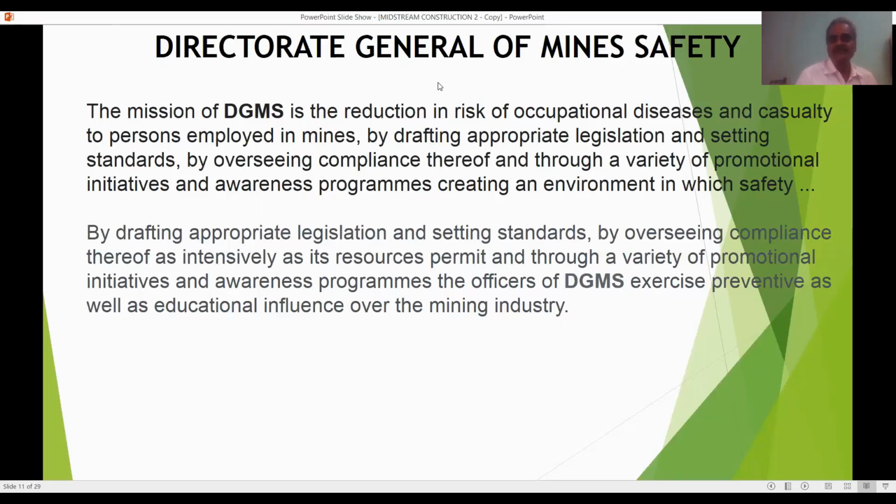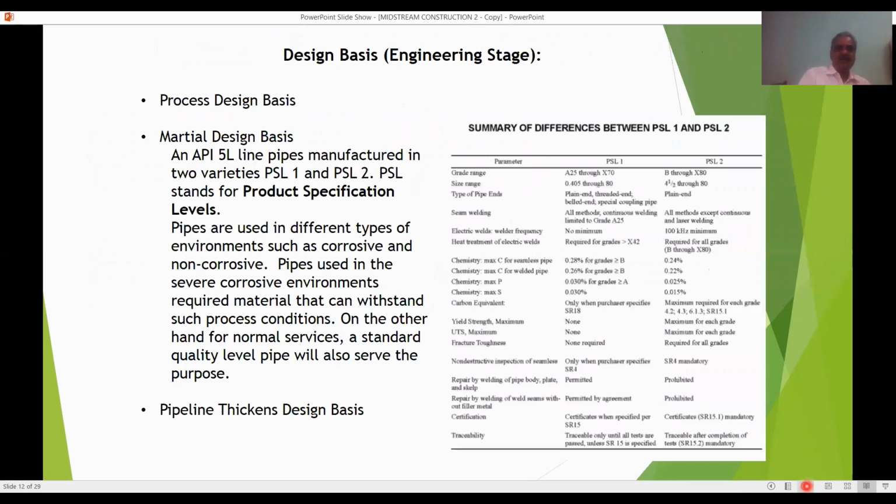So, my friends, what I am trying to explain to you is this: DGMS, OMR and OISD, API, ASME, codes, standards and governing rules and regulations. Then design basis, material design data, process design basis.